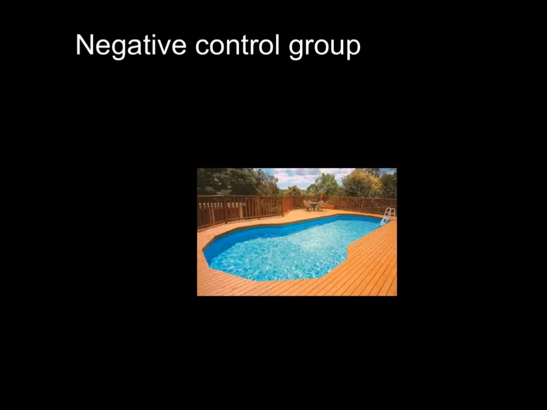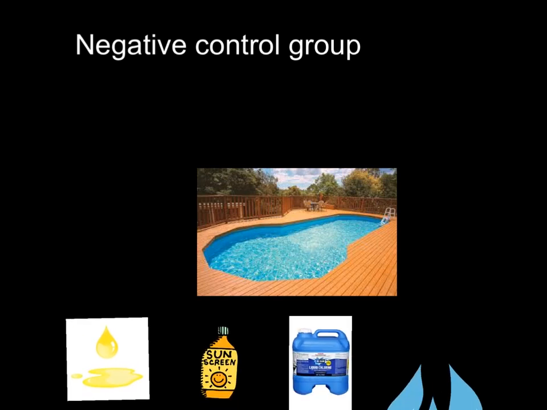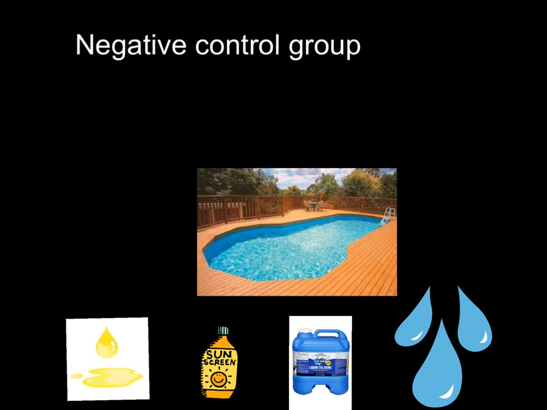Another way to account for other variables would be to include a negative control group. A negative control group is a trial that is left unmanipulated. This allows us to see the effects of the background variables, and thus determine if our independent variables actually affected the outcome. Staying with our pool pH example, we could test the pH of a sample of pool water without chlorine, without rain, urine, or sunscreen. This would give us a baseline pH reading to help us determine if chlorine even affected pool pH at all.